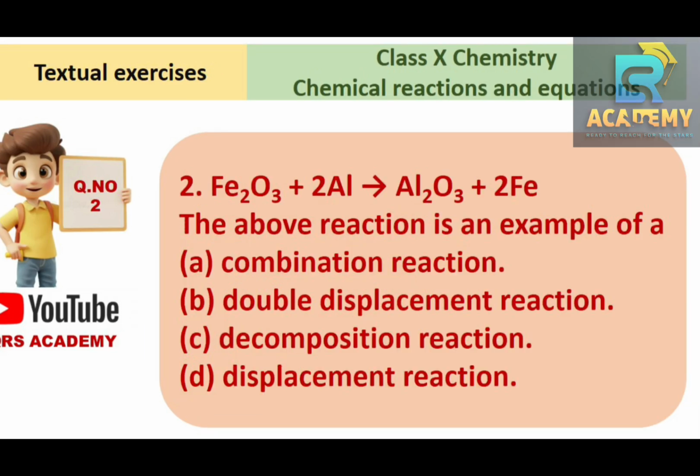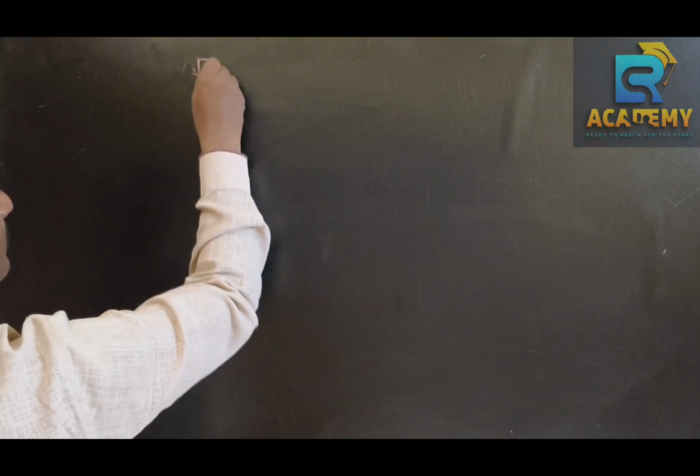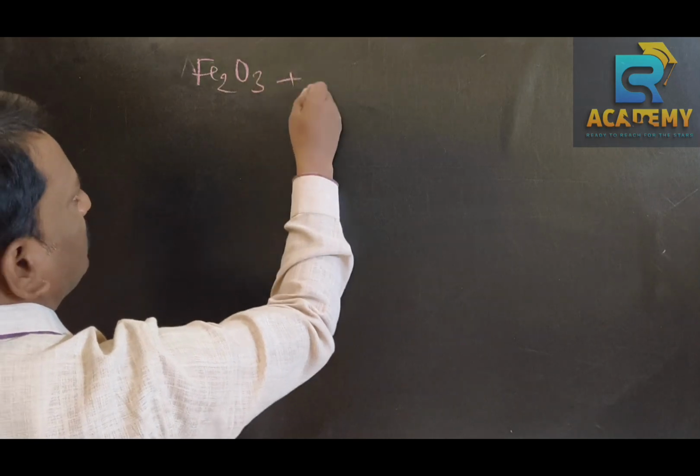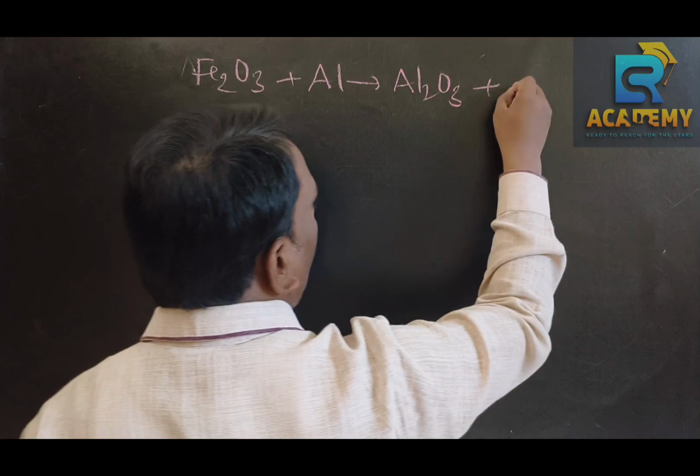Iron oxide reacts with aluminum, gives aluminum oxide and iron. The above reaction is an example of A. Combination reaction, B. Double displacement reaction, C. Decomposition reaction, D. Displacement reaction. So let us find out the answer. Iron oxide reacts with aluminum, gives aluminum oxide along with iron.